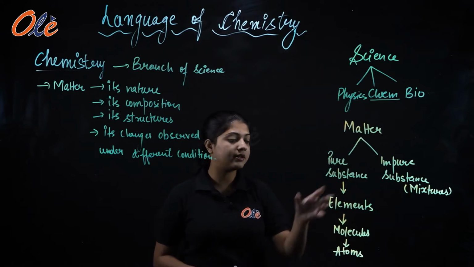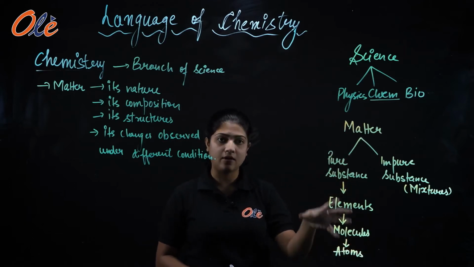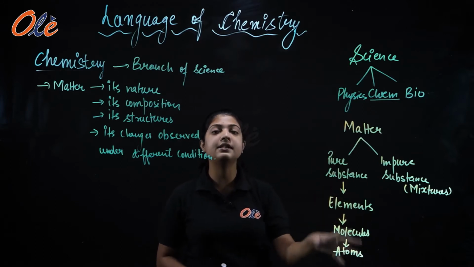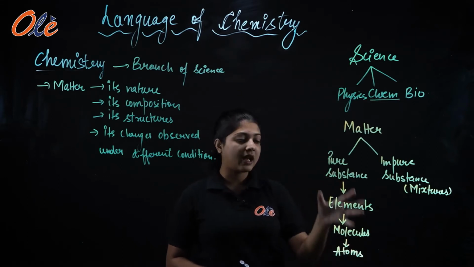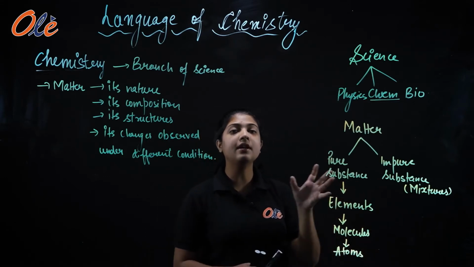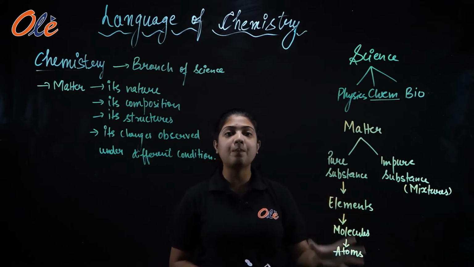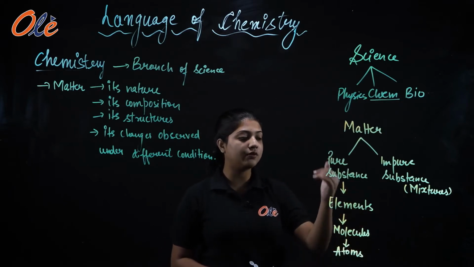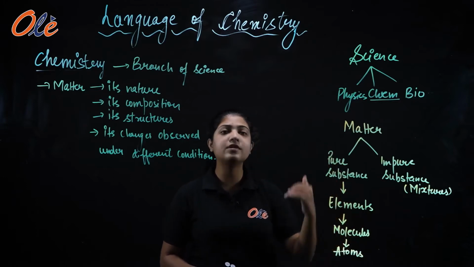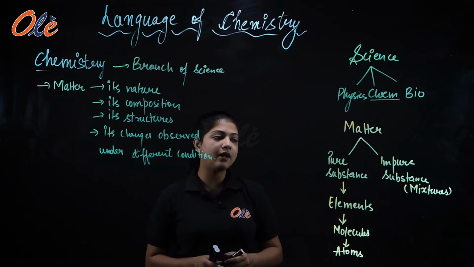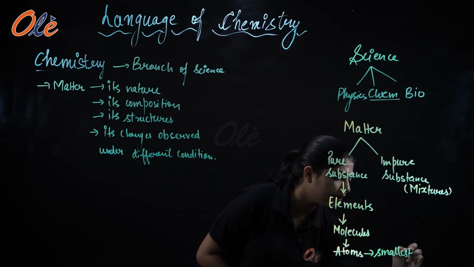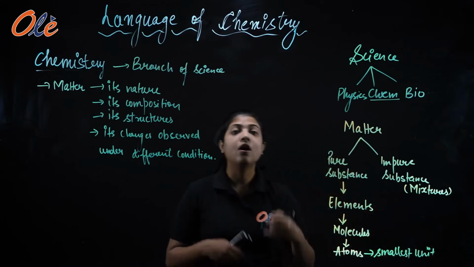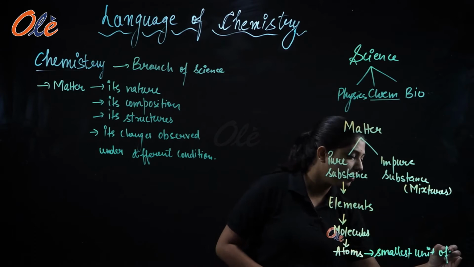So what are atoms? Atoms are the single unit of matter, or we can say, atoms are the single unit of a molecule, right? So what is an atom? An atom is the smallest part of an element. As I have told you, an element is made up of molecules, and molecules are further made up of atoms. So first of all, let us know what are atoms. It is the smallest unit of an element.